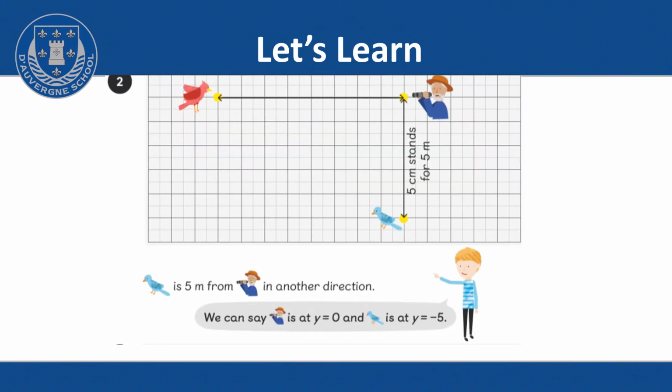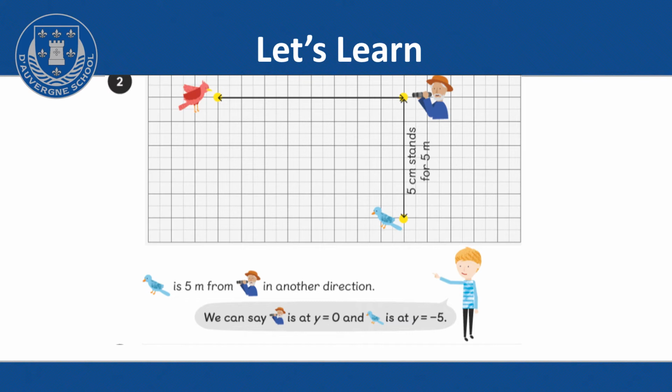Okay, now we've talked about the pink bird. Now we're going to have a look at where the blue bird is in relation to the bird watcher. And we have Sam here to help us. Okay, so the blue bird is 5 metres from the bird watcher in another direction. We can say the bird watcher is at y. So again, we're looking at the y-axis going vertically up and down from the blue bird to the bird watcher, and they are both on the y-axis. Now he's right in the middle, so he's at 0 on the x and the y-axis.